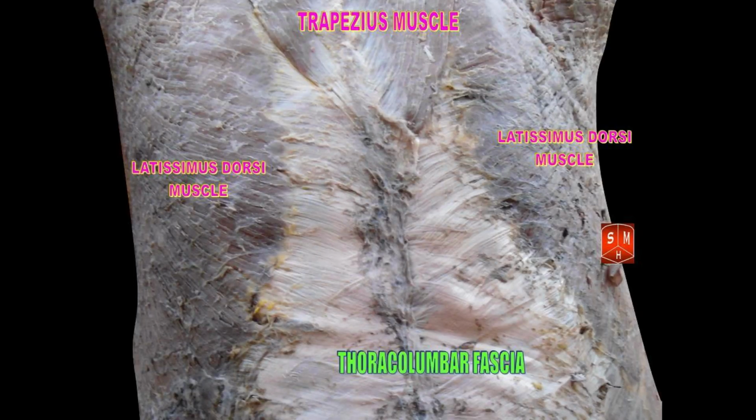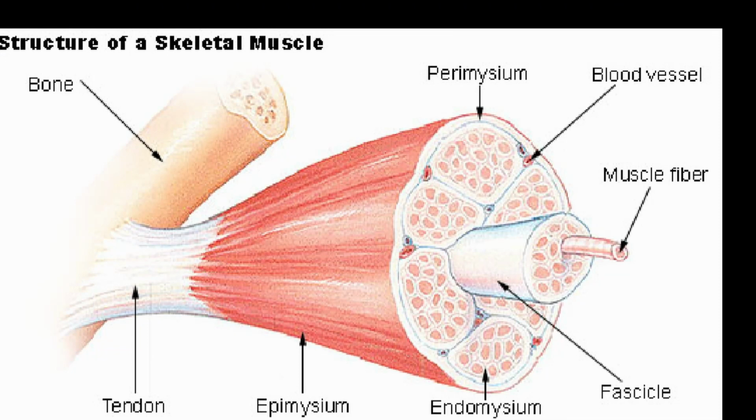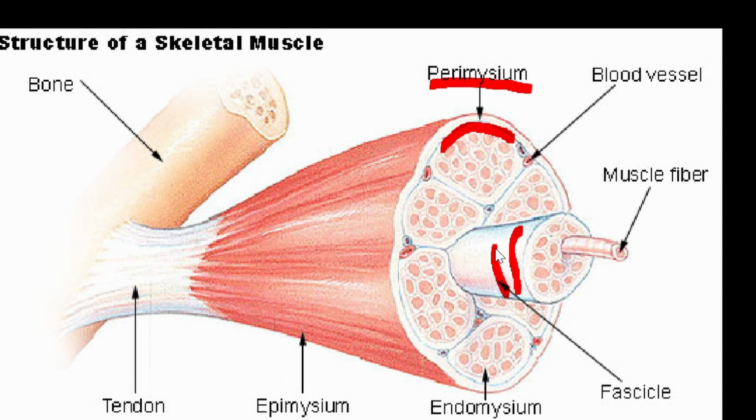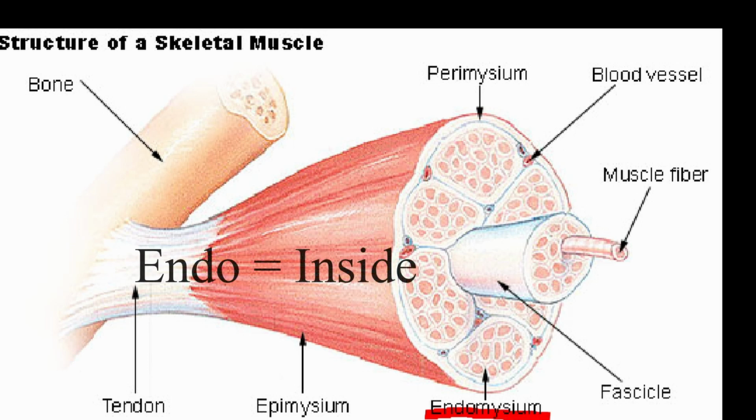The fascia is another layer of fibrous tissue that connects muscles, organs, and other structures of the body. This example shows the thoracolumbar fascia between the trapezius and latissimus dorsi muscles. Moving inwards, we see bundles of muscle fibers, which are known as fascicles. Each fascicle is wrapped with yet another layer of connective tissue known as the perimysium. Here, the prefix peri means around. Within the fascicle surrounding each individual muscle fiber is, you guessed it, more connective tissue called endomysium. In this case, the prefix endo means inside.